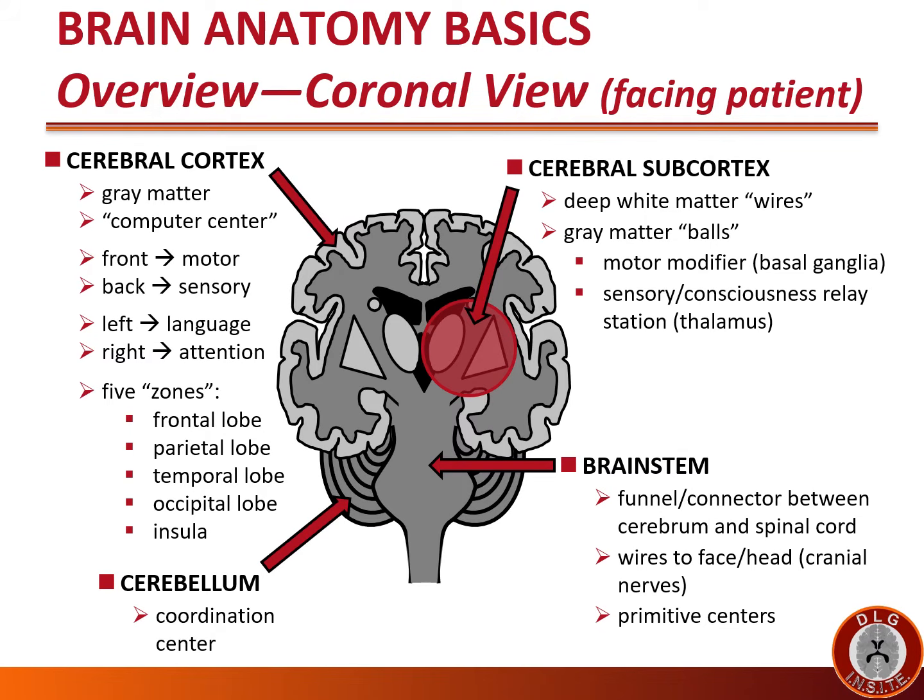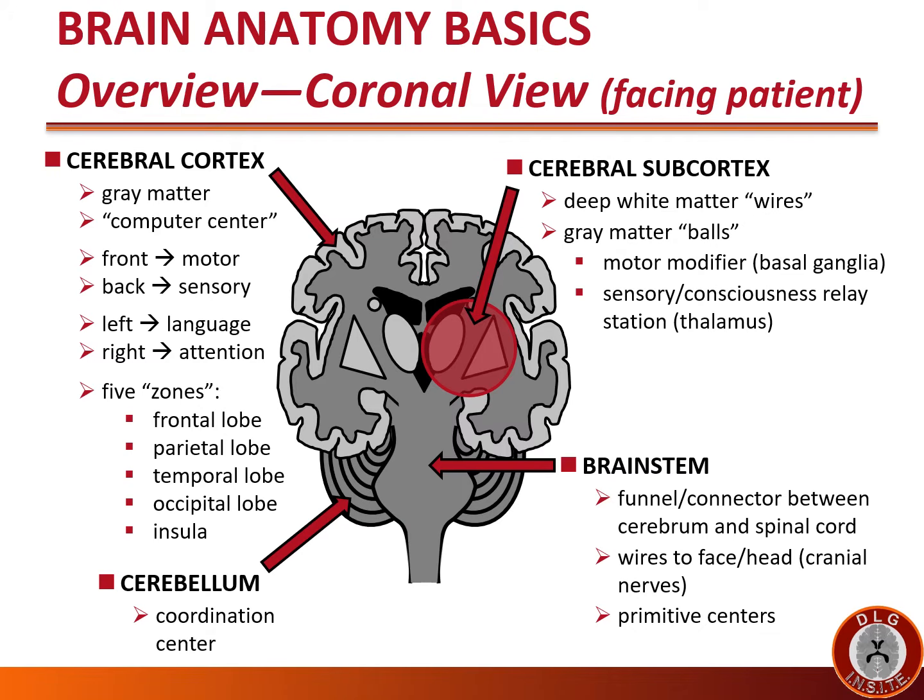Underneath the cortex is the cerebral subcortex, which is composed mainly of deep white matter wires. Deep white matter is myelinated axons, they're connecting different neurons, and gray matter balls, if you will. And there are 2 major types of these gray matter balls: the motor modifier balls, basal ganglia, and the sensory consciousness relay station, or thalami, thalamus singular, thalami plural.